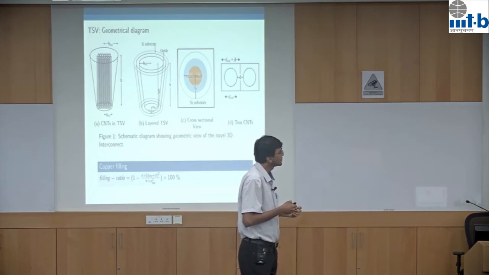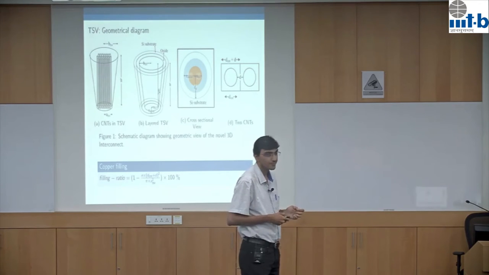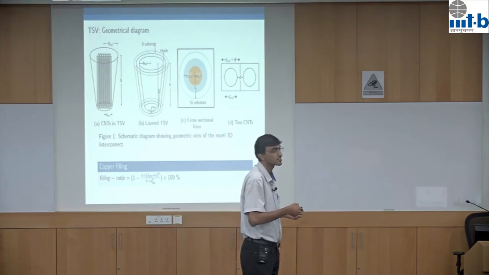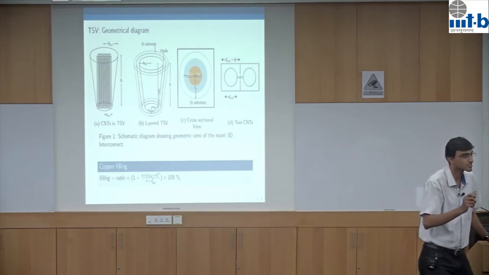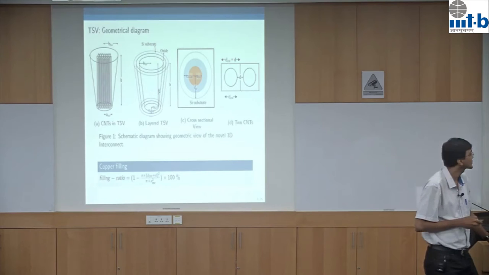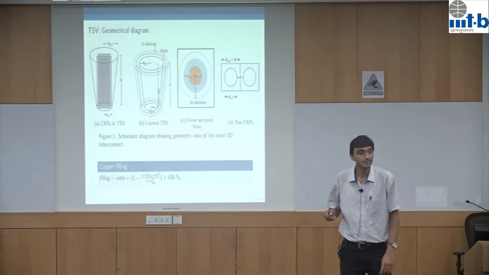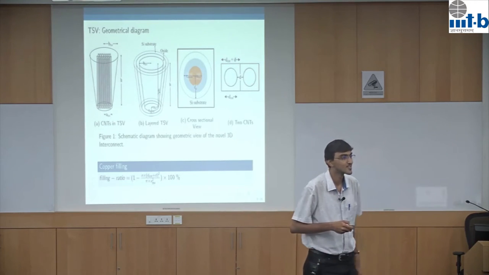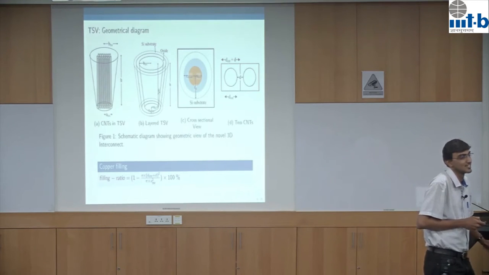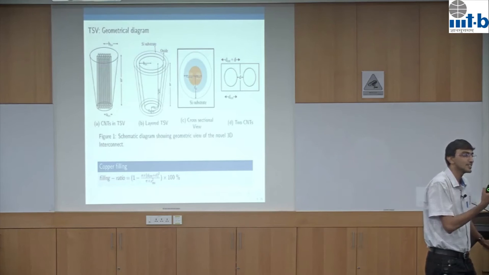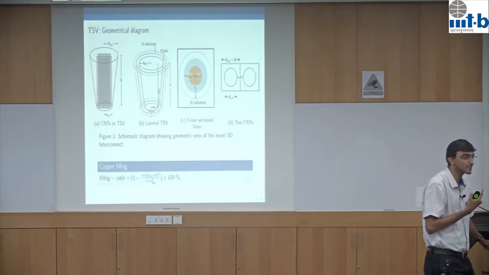So here is the geometrical diagram. You have carbon nanotubes, and then post this carbon nanotube growth, you fill it up with copper via the standard process of plating. So you need some kind of a metal binding the carbon nanotubes.